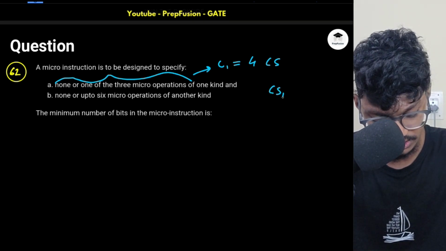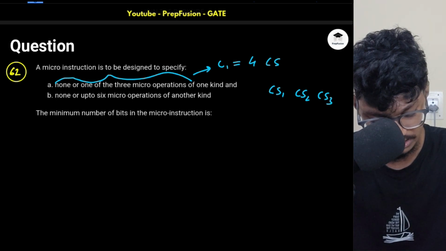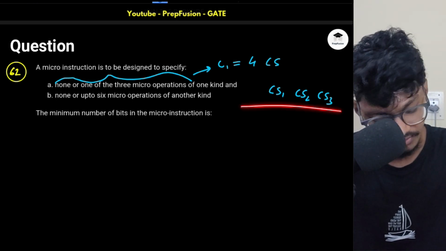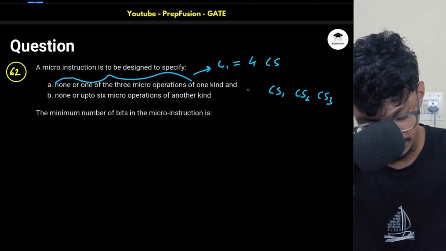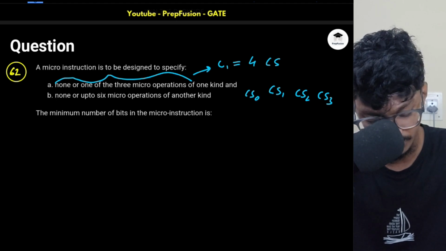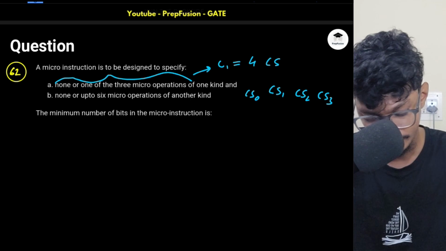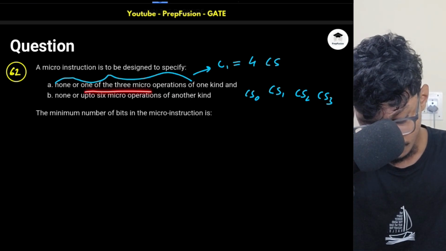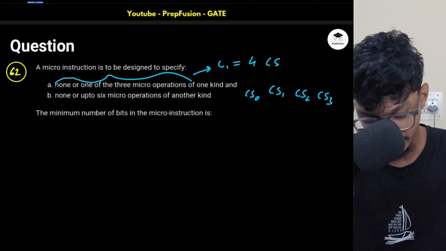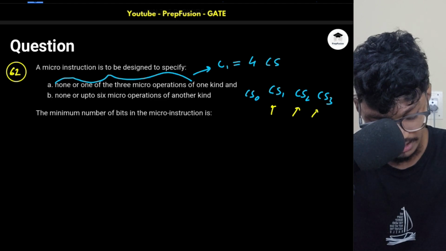So I have CS1, CS2, CS3. Either none of them are active. If none of them are active, I have to choose another special control signal, control signal 0, that specifies that none of them are active. Or one of the 3 is active. So either one of the 3 is active, right? Any one.